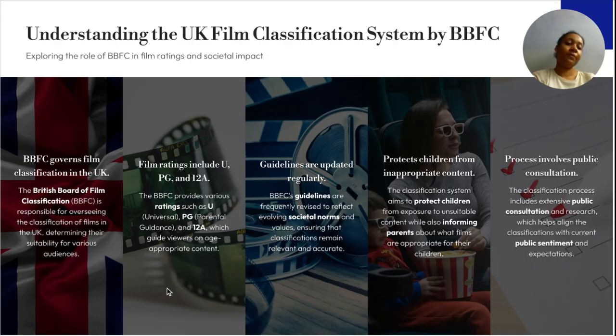The process involves public consultation, meaning there's research involved and you have to align with public sentiment and expectations. It's all about society itself, really.